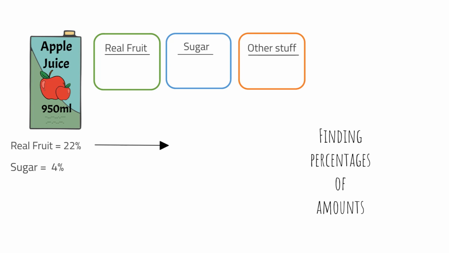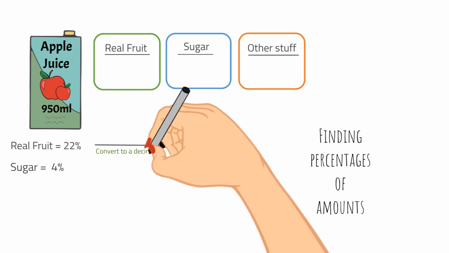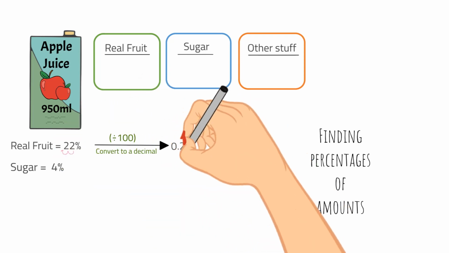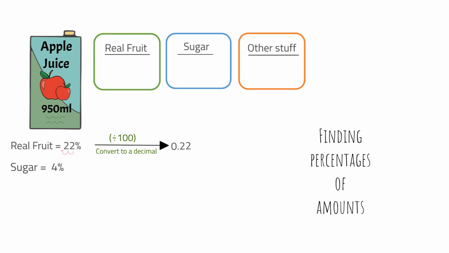So first, I'm going to convert 22% into a decimal, and to do that I divide by 100. So I move that invisible decimal place twice and I'm left with 0.22. 0.22 is my multiplier. So now I'm just going to multiply my multiplier with the amount of fruit juice. And the amount of real fruit in my fruit juice is just 209 millilitres. I'm going to do the same thing to find the amount of sugar. I'm going to divide 4 by 100, and that gives me 0.04. That's my multiplier. And now I just do 0.04 times 950 millilitres. And it turns out I have 38 millilitres of sugar in my apple juice.